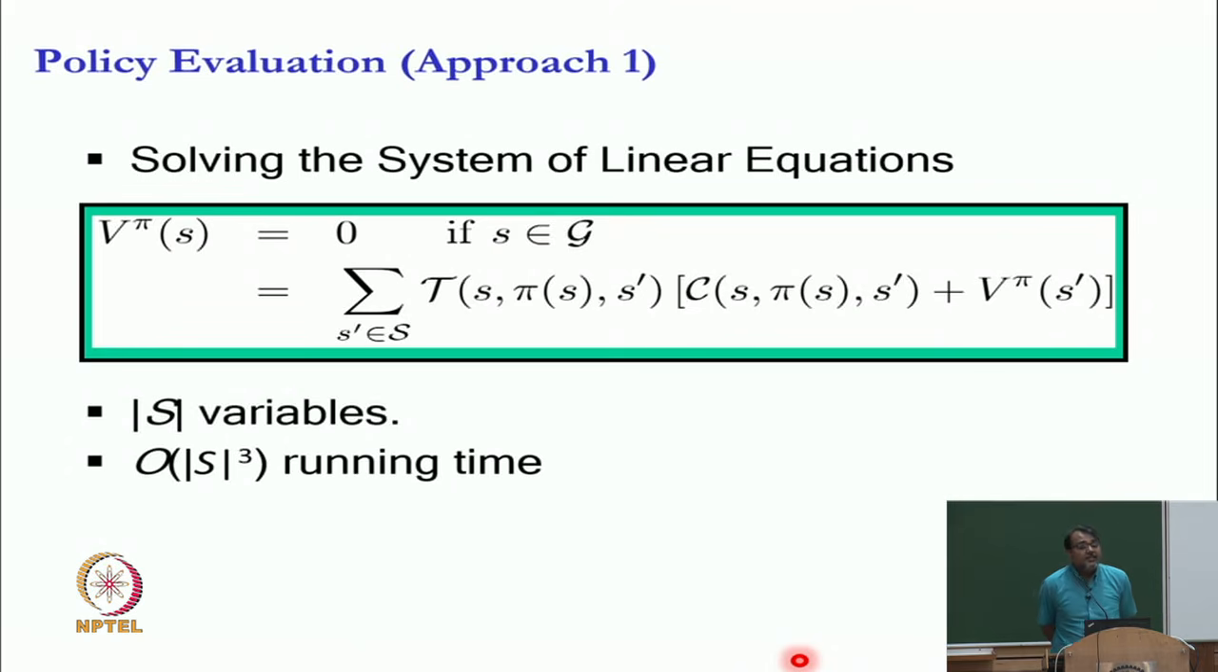This is my system of equations, and now I can use your favorite Gauss-Seidel method, or whatever Gauss elimination method, sorry, or any of your favorite methods, and compute V pi of s. This would be a system of equations in s variables. So, it will take s cube running time. You can argue that that will be too slow, you will be right, but for now we are not talking about scalability. Any questions on this?